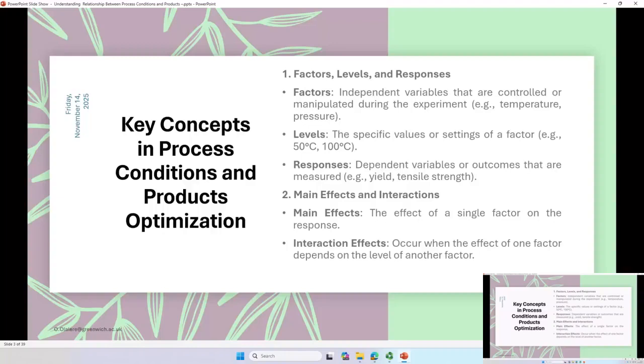Now, the first concept is what we call factor. Factor, very simple: parameters. What are the parameters in cooking rice? Temperature, pressure. We call it factor. You can call it factor, or variables, or parameters. So the next one is the levels. A level is a specific value or setting of a factor. Now, what is the meaning of level?